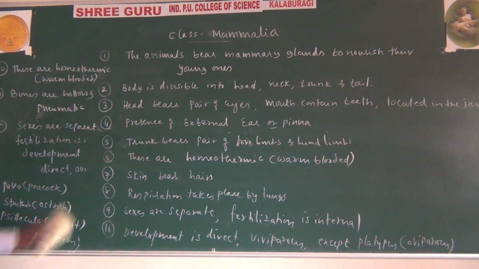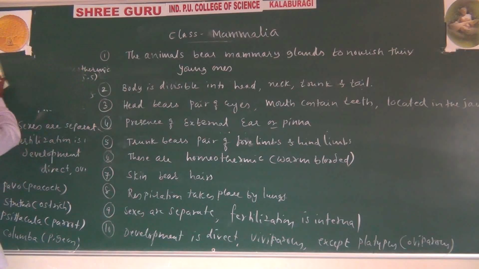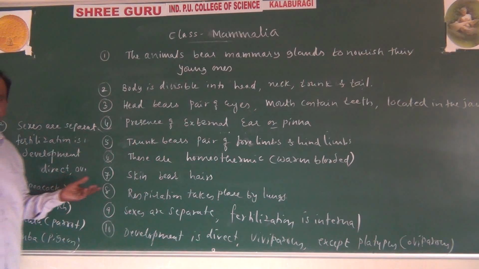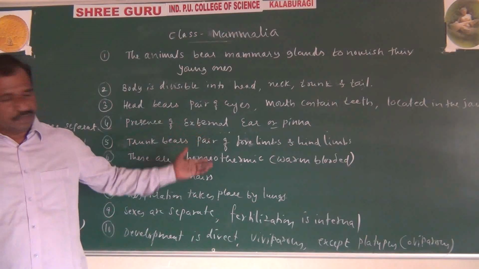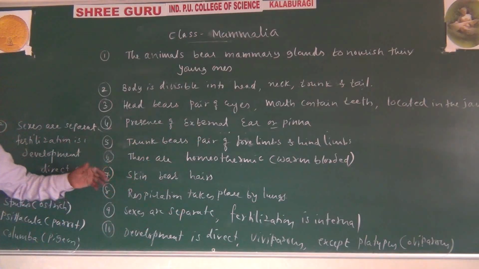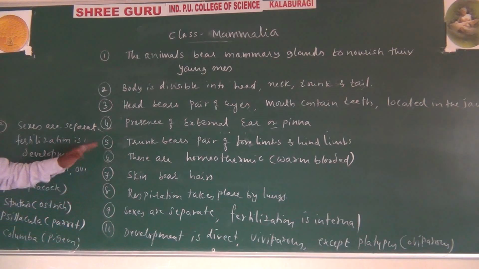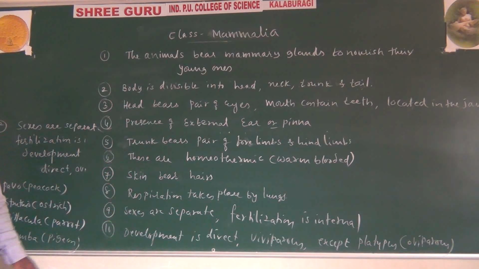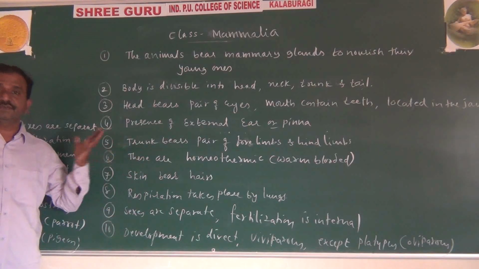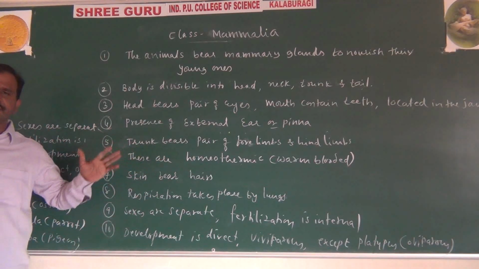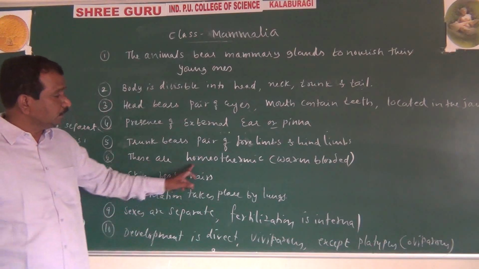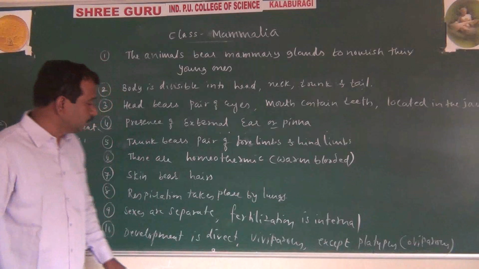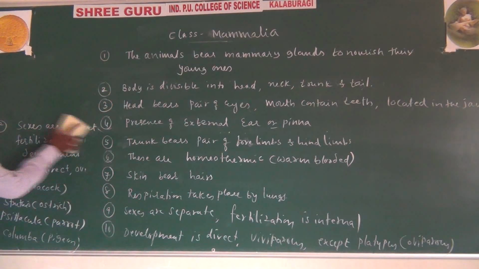Now we have to write the examples. You can see that so many characters are going to be found here. Apart from this, not given here, sweat glands are present. Sweating takes place, and automatically they maintain the body temperature. Body temperature is maintained constantly, constant body temperature. It does not fluctuate, becoming cold or warm. That is why we call them homeothermic, warm blooded.